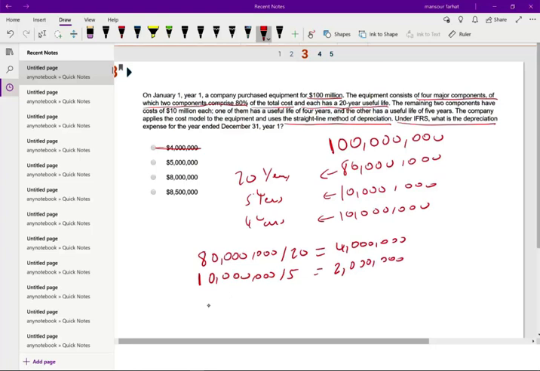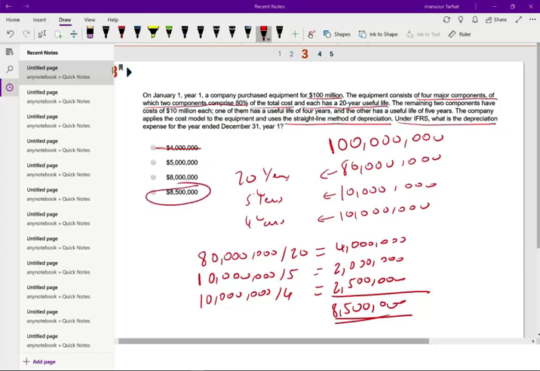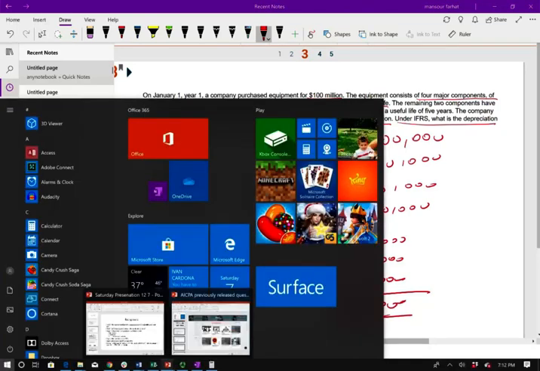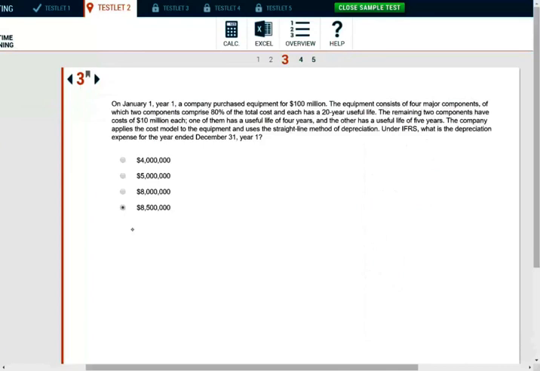And you have another asset which has a cost of 10 million and a life of 4 years, which will give you a depreciation of 2.5 million. So all in all, depreciation expense is 8.5 million. Therefore, the answer is 8.5 million.